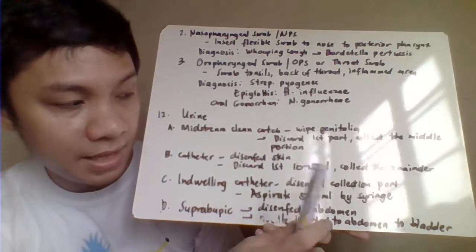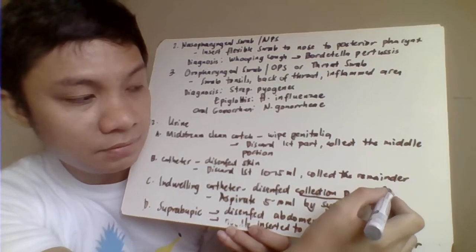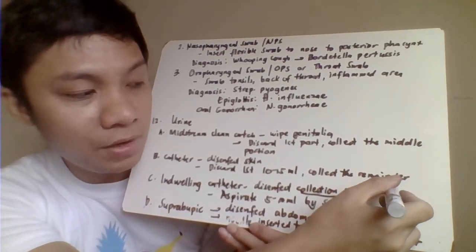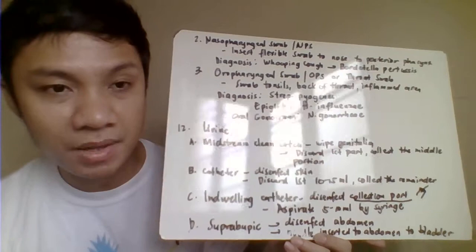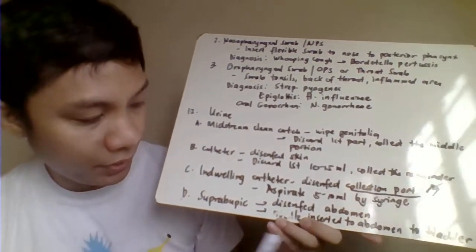We have also here the indwelling catheter. So, disinfect here the collection port. Okay, so parang may ganun siya. Okay, doon ka kasi ko-collect ng urine natin by aspiration with your syringe. That's why you need to clean the port here.